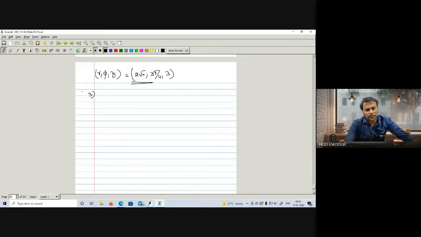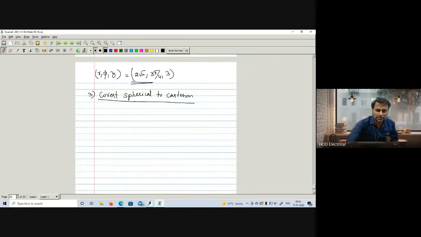The third problem is how to convert spherical to Cartesian. Spherical to Cartesian. What is spherical to Cartesian? Spherical we know r, theta, phi, and Cartesian we know x, y, z.